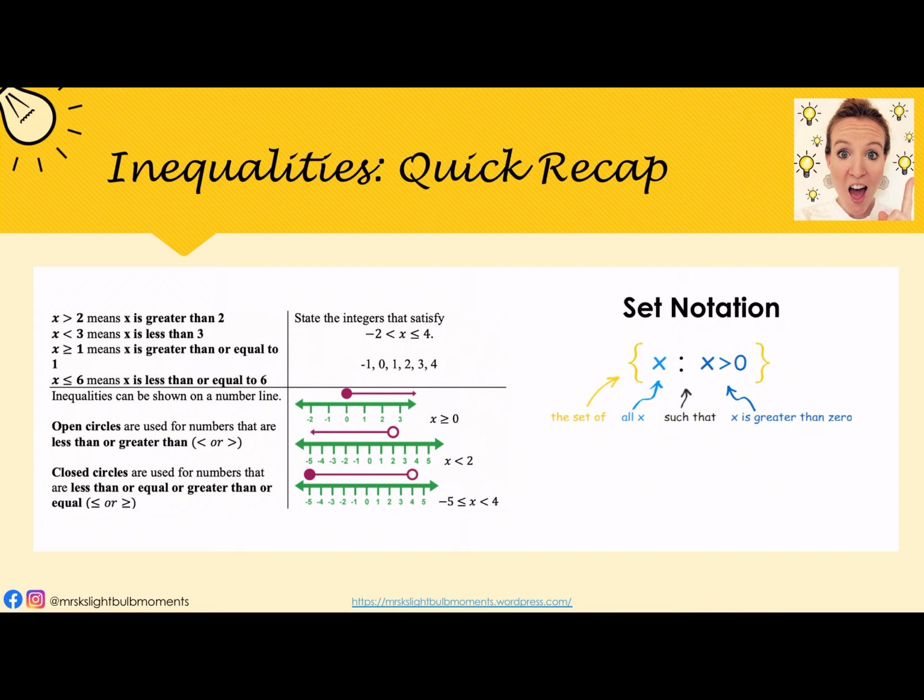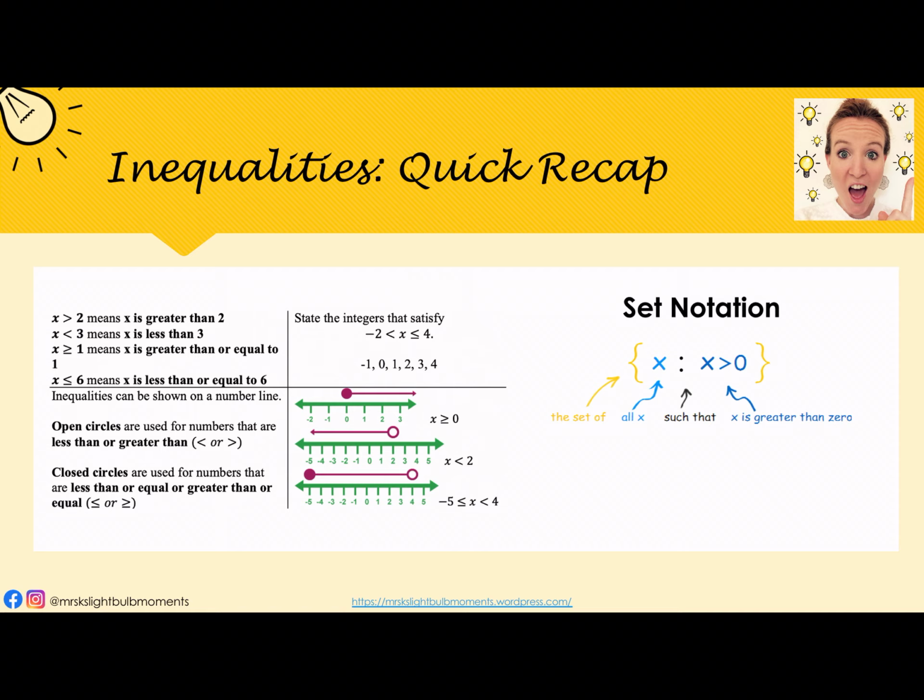So first off, we use curly brackets for our set notation. Then the first x just means all the x values. So we're interested in x values. That's obviously if you've got the letter x in your inequality. If you've got the letter p, you would put a p there. Okay, just all your x values. The colon means such that, and then you get your actual inequality. x is greater than 0. Close brackets. So the set of all x values such that x is greater than 0.